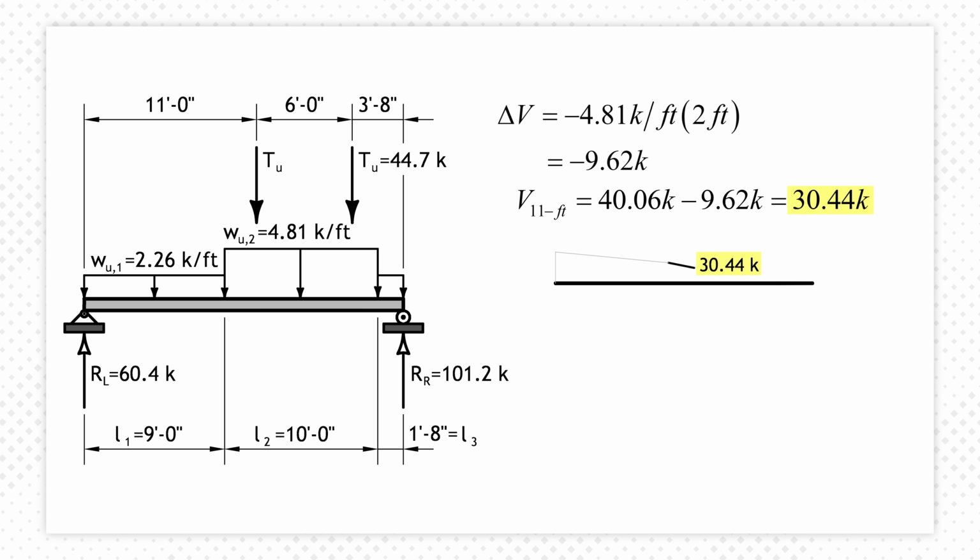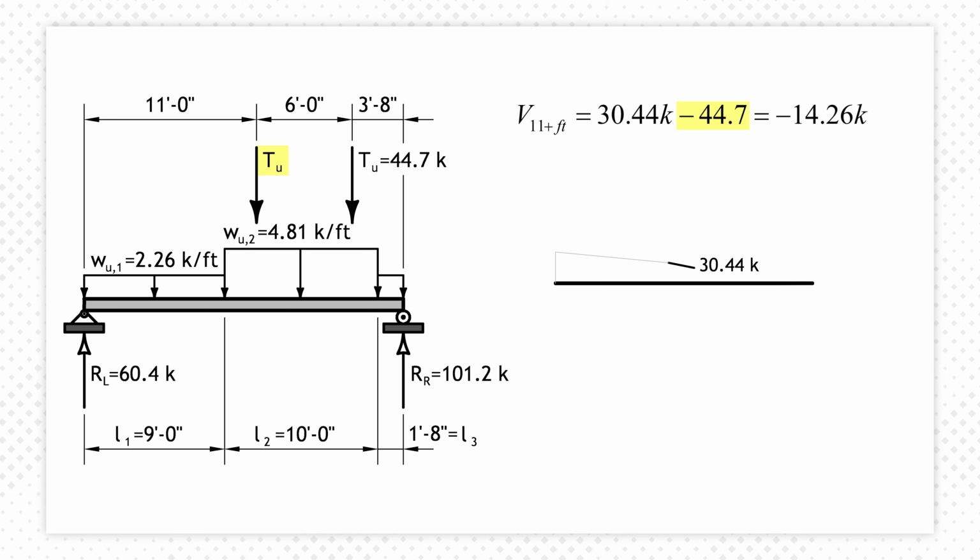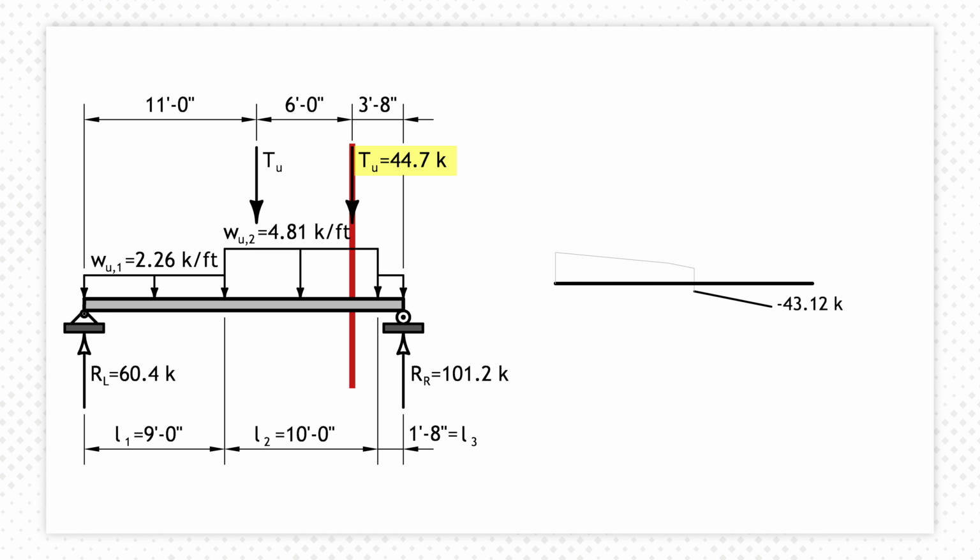Arriving next at the first point load from the truck, we see an instantaneous change in shear of negative 44.7 kips. This takes the diagram downward to negative 14.26 kips. The line load continues to cause a negative change in shear of negative 28.86 kips, yielding a shear magnitude of negative 43.12. Coming to the second point load, the shear changes instantaneously to negative 87.82 kips.